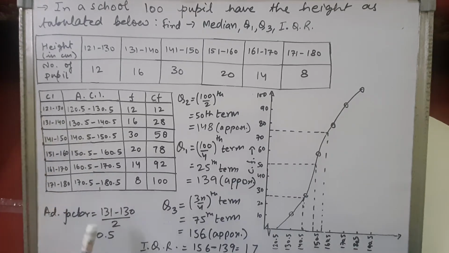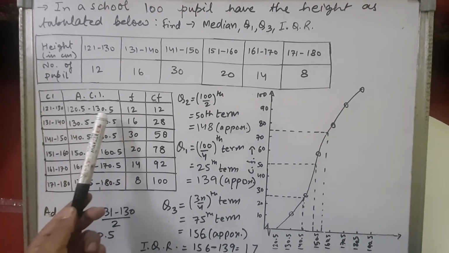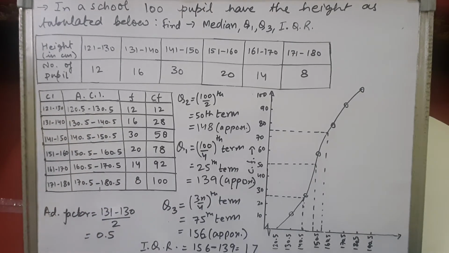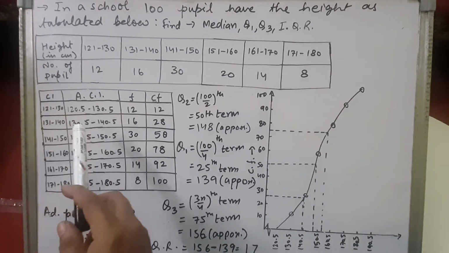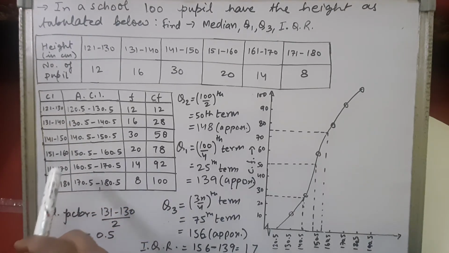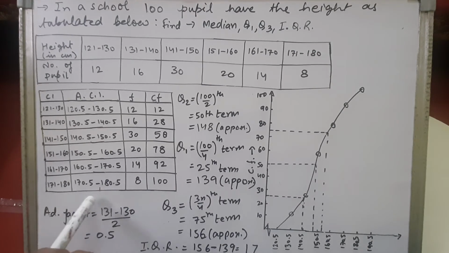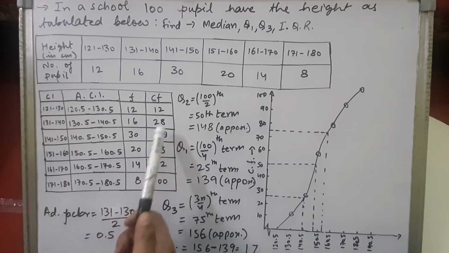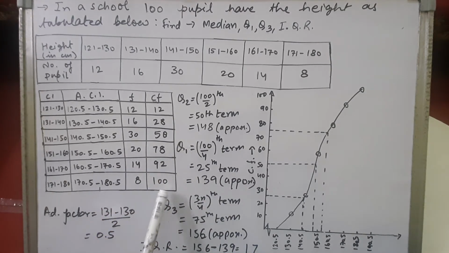So when we subtract 0.5 from 121, we'll get 120.5, and when we add 0.5 to 130, we'll get 130.5. Similarly, we'll subtract 0.5 from all the lower limits of the class interval and add 0.5 to all the upper limits of the class interval. Then we get the continuous data. The frequencies given in the sum are 12, 16, 30, 20, 14, 8. Then we'll calculate the cumulative frequency: 12, 12 plus 16 is 28, 28 plus 30 is 58, 58 plus 20, and so on.